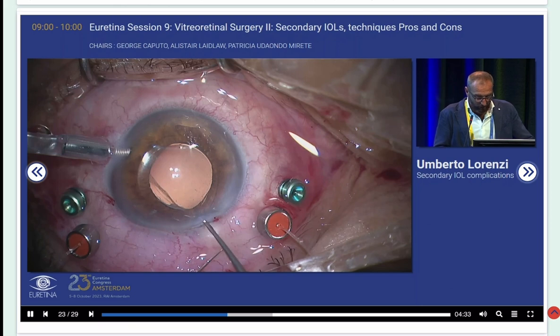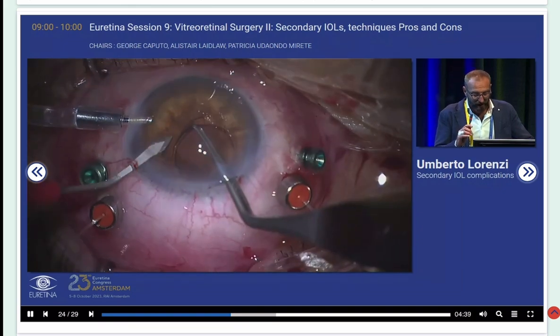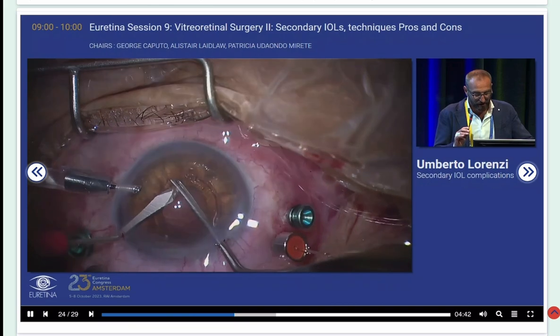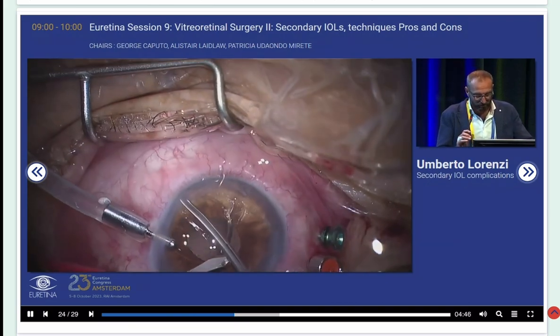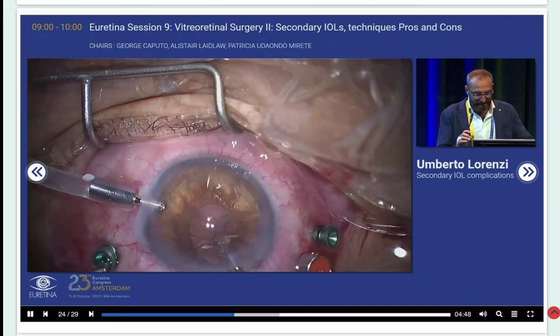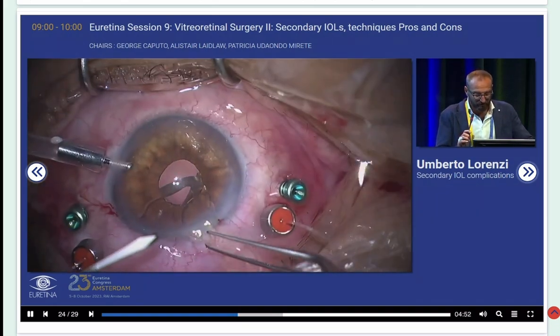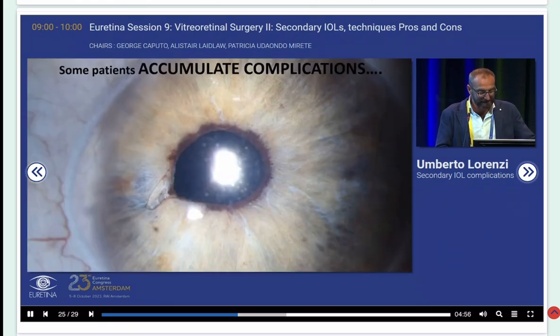I show a different way to remove an IOL, avoiding corneal traumatism, using a capsulorhexis forceps and a 1.2 knife. This can allow a very gentle maneuver to remove the IOL. We are publishing this technique in Retina.